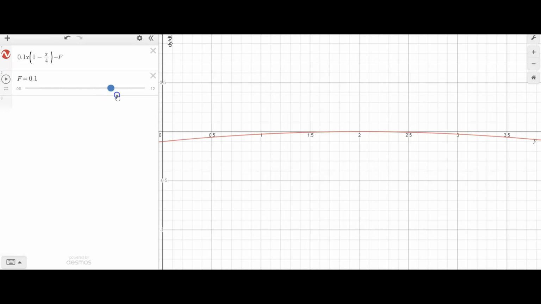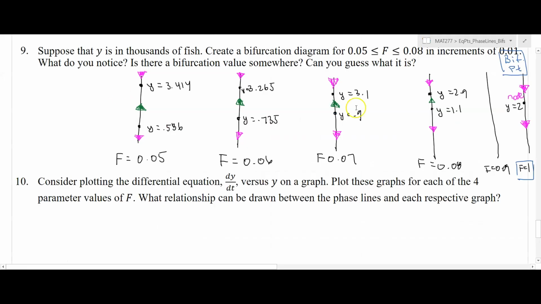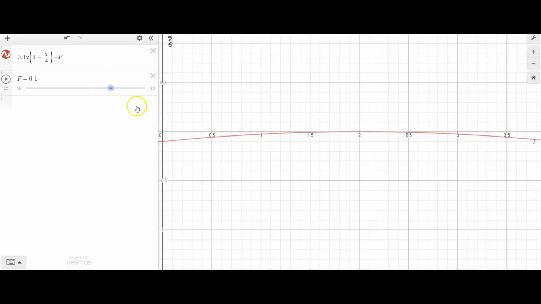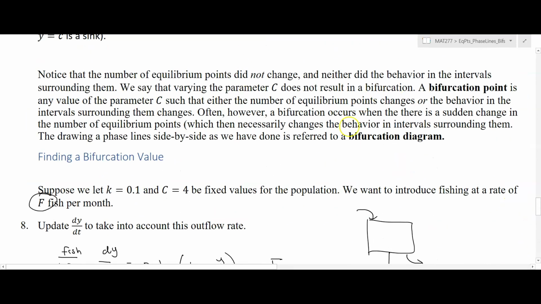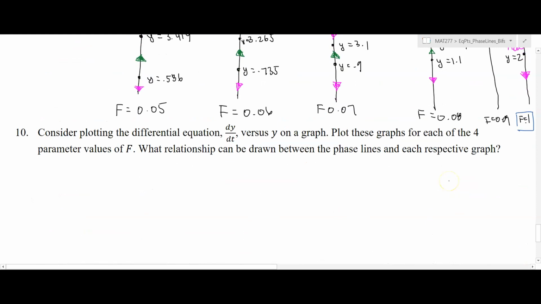And if I make it any bigger than 0.1, oh, I'm sorry, this should be 0.1, not 1. It should be a 0.1 right there. Then the population will go into extinction. Notice that I have no equilibrium points anymore. So f equals 0.1 was sort of that one point where we went from having two equilibrium points to having one equilibrium point. And by our definition of bifurcation, we have satisfied it.